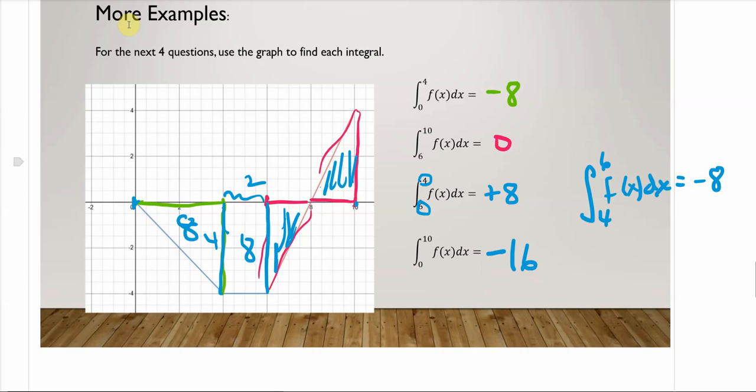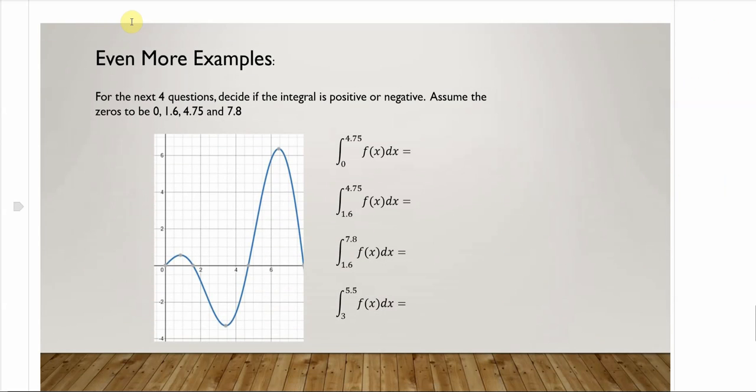All right? Now, here's the last one, the last slide that I'm going to be working on. Tell me, is my integral positive or is my integral negative? From 0 to 4.75, about right there, would you say it's positive or negative? So I'm going to look at this versus this, and I notice that there's more on the bottom than there is on top, so my answer is going to be negative.